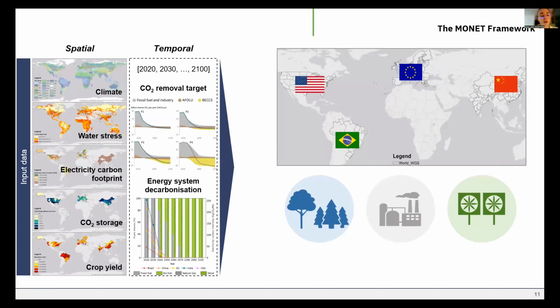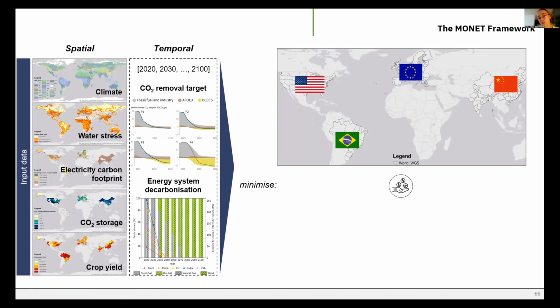To evaluate the cost of these different scenarios, we used a modeling framework that has been developed by my colleague Solène Chiquier, called the Modeling and Optimization of Negative Emissions Technologies, MONET. It takes a set of spatial and temporal data sets and looks at the deployment of 3 CDR options, which are afforestation, BECCS, and DACS. Solène also deployed other options, enhanced weathering and biochar, but we didn't include them in this study.